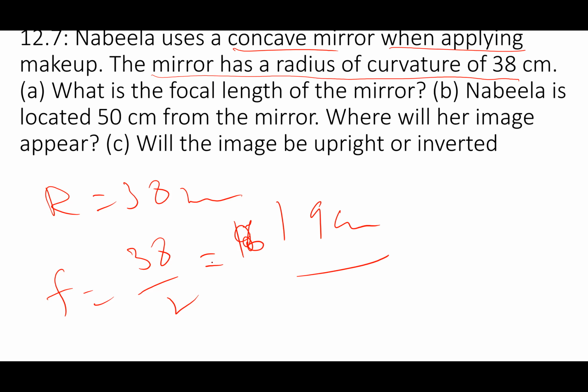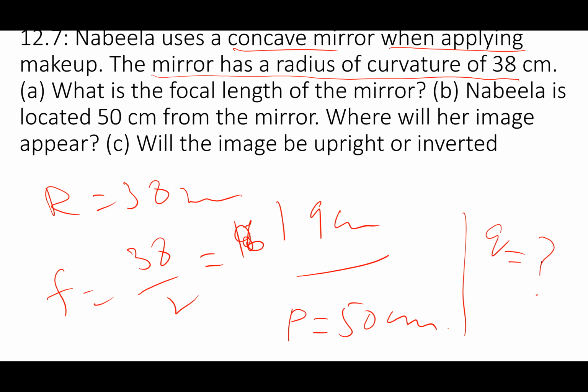Now, we found one thing: the focal length. Done. Nabila is located 50 centimeter from the mirror, so object distance is equal to 50 centimeter. Find the image distance.